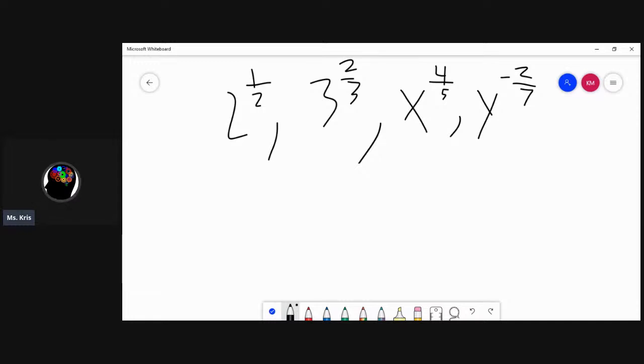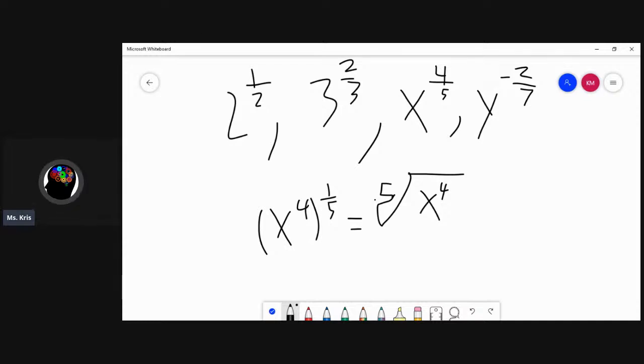So now, x to the 4/5 is simply x to the 4th raised to the 1/5 power. And of course, the 1/5 power is the 5th root. And that 5th root is of x to the 4th. And of course, the 5th root of x to the 4th is still the 5th root of x to the 4th. You cannot rationalize it out or simplify it because there is nothing to the 5th that can be pulled out of x to the 4th.